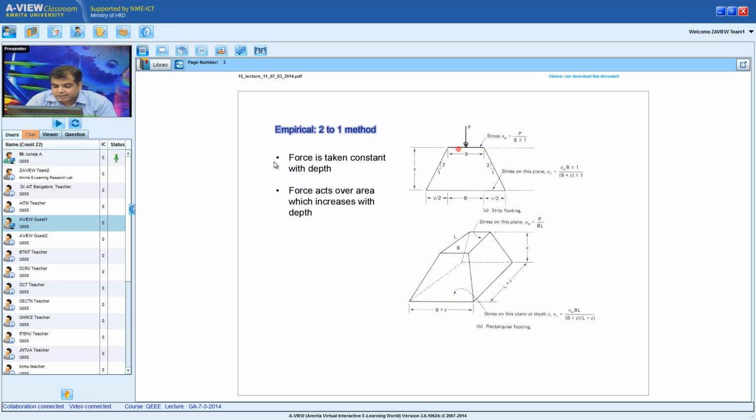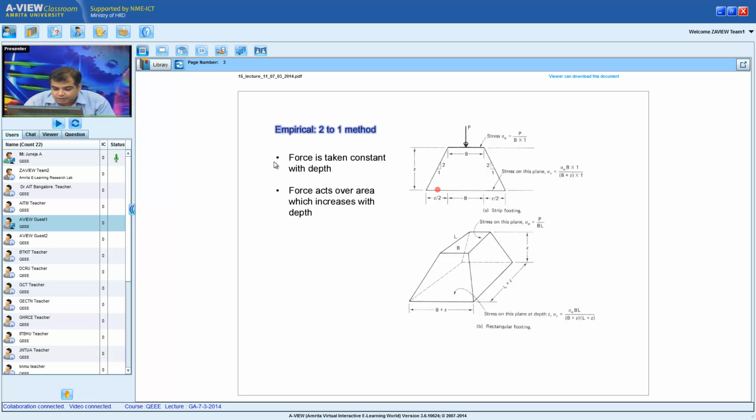So if this footing is finite compared to the thickness of the ground, we have a load distribution. And the most common load distribution which is used is 2:1. What it means is you go down two depths and horizontally the load is spread by one depth.